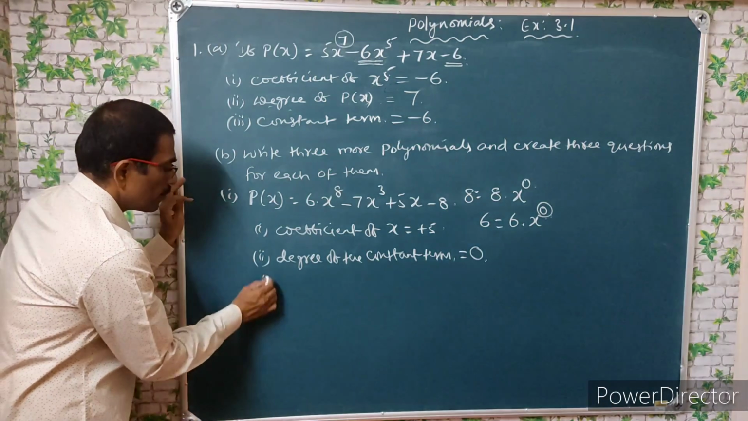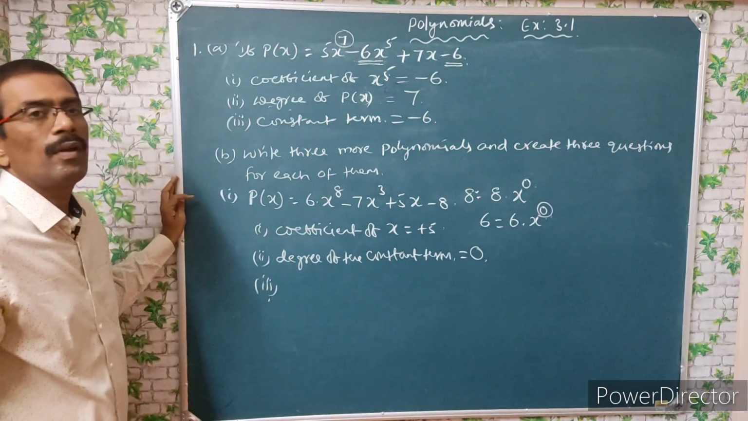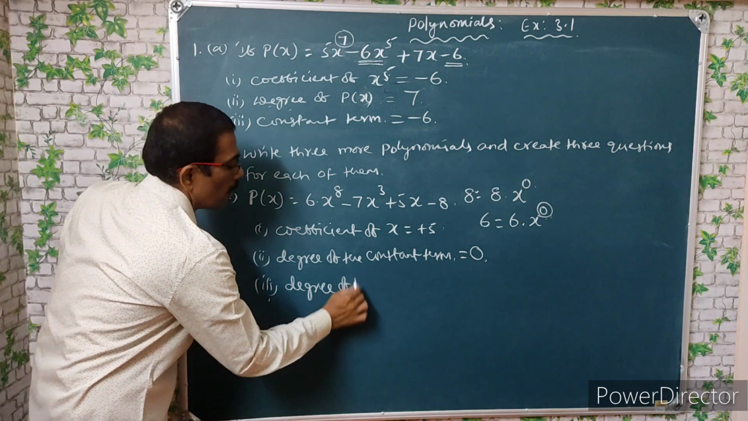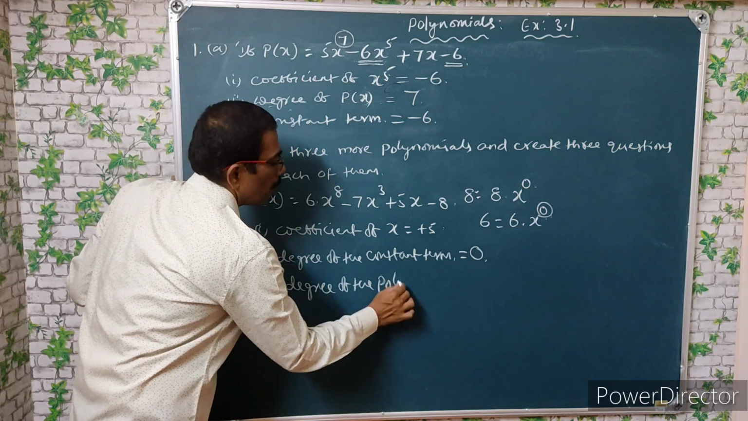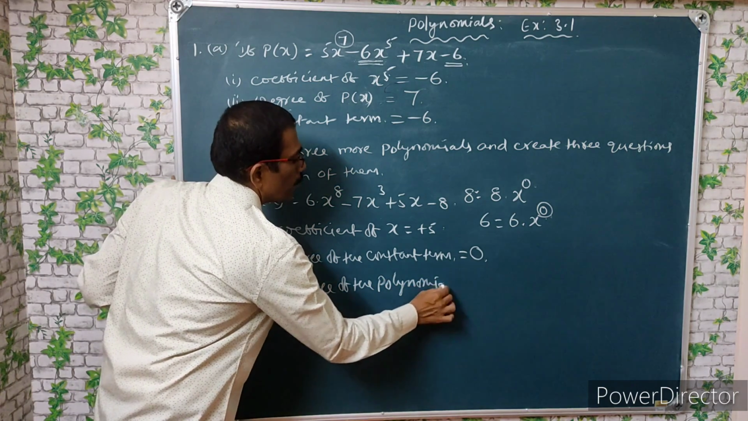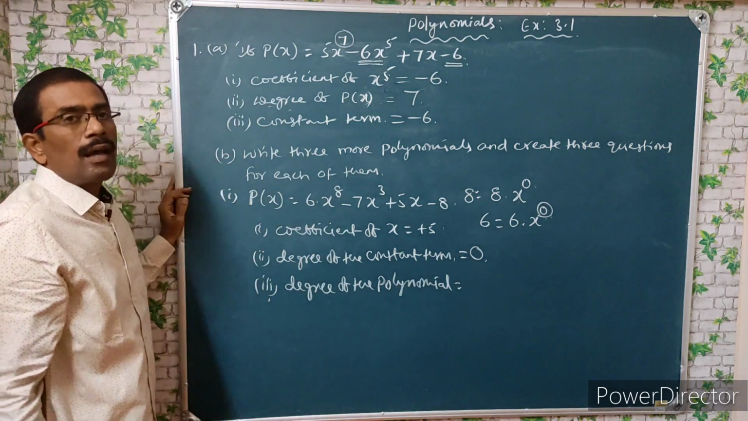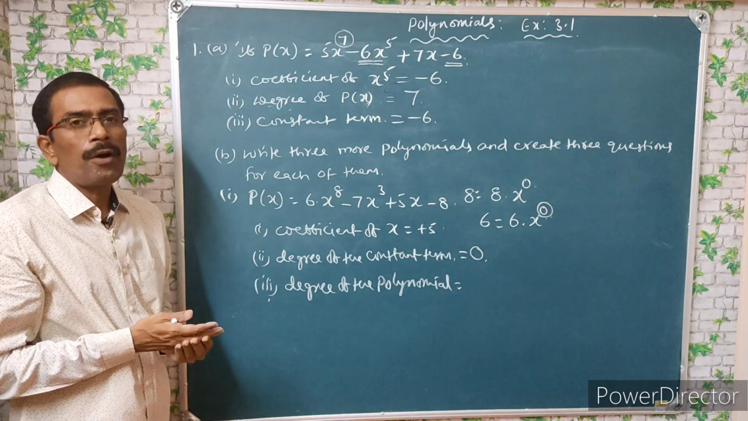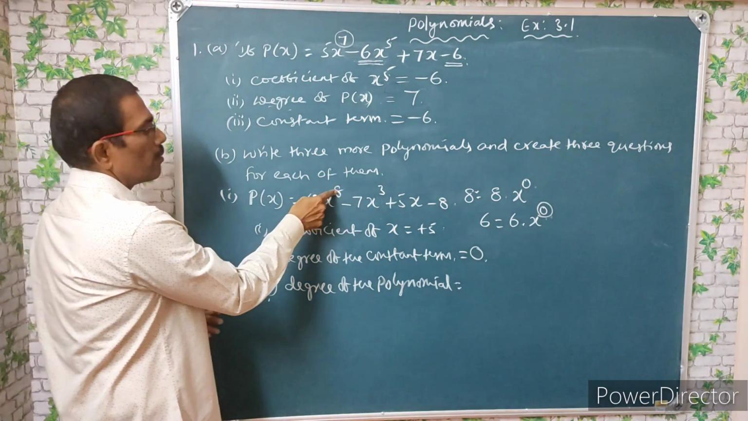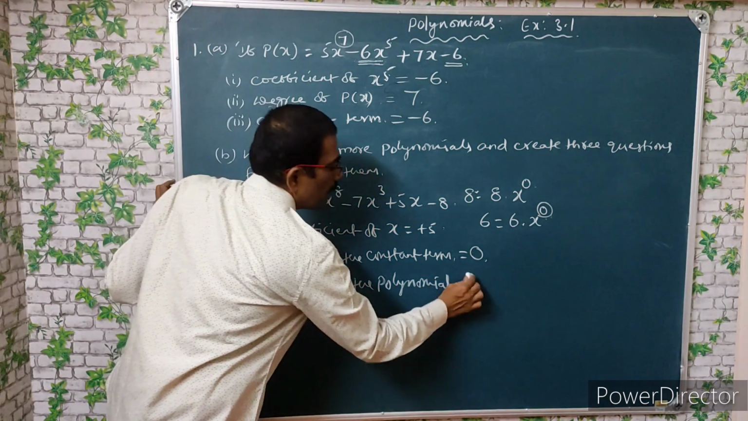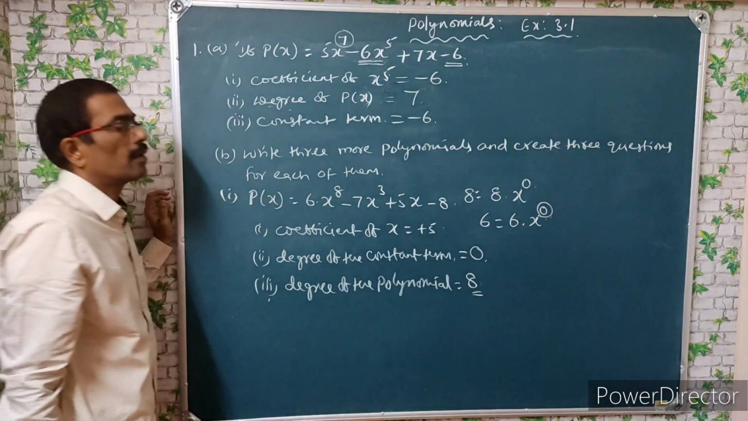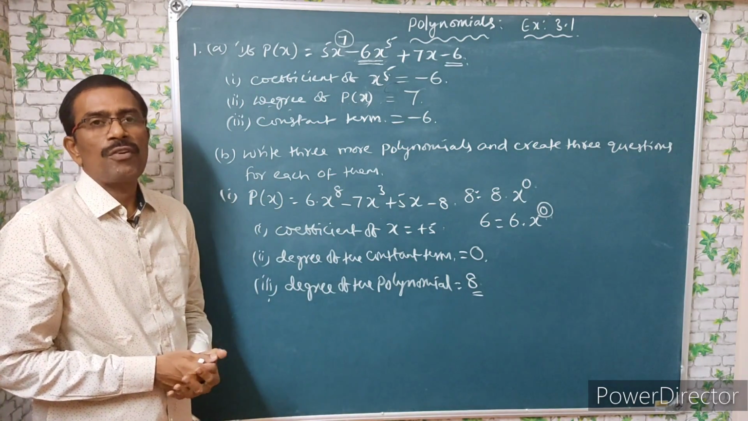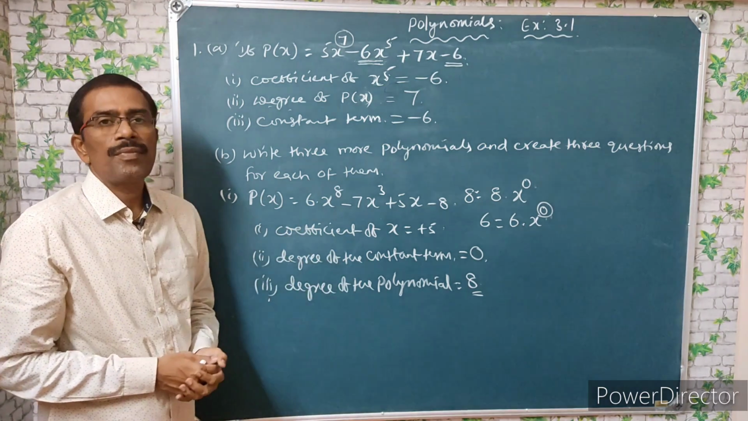Next, one more question. What is the degree of the polynomial? The highest or greatest power of the variable is called the degree of the polynomial. Look at here. 8 is the degree of this polynomial. So like this, you prepare another 2 problems of your own and create 3 questions. Okay.